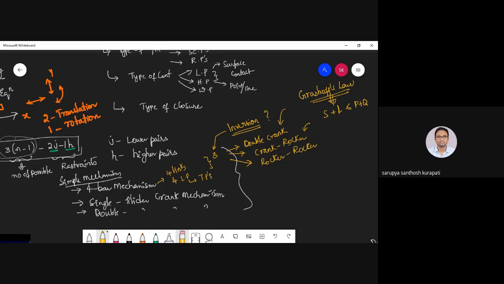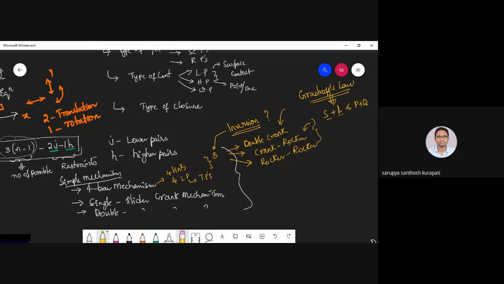In simple mechanisms, all the pairs we are going to use are lower pairs only. We use 4 links, and in those 4 links, the sum of the shortest plus longest link should always be less than or equal to the sum of the other 2 links. That is the condition. If this condition is satisfied, you are going to get these mechanisms.